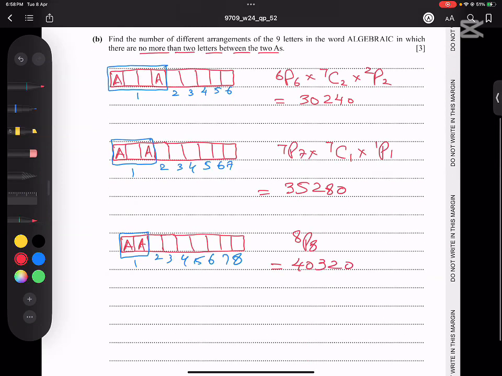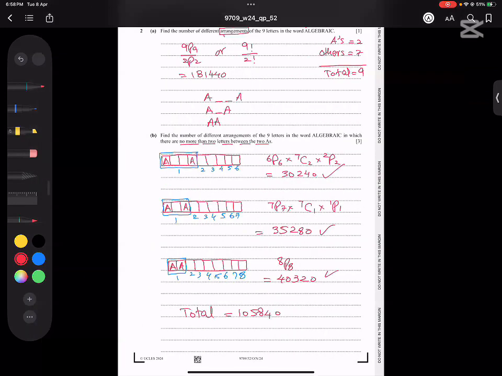40320. And if I add all 3 values, let me check, 35280 plus 30240, and I'm getting now, if you add them all, total possibilities, total number of ways are 105840. So I hope the point is very clear, and the question is completely over.